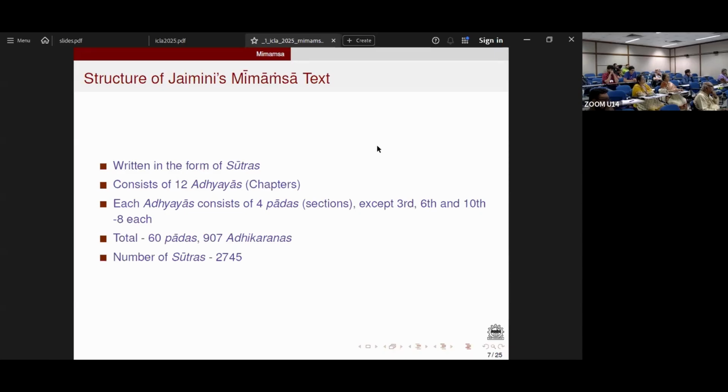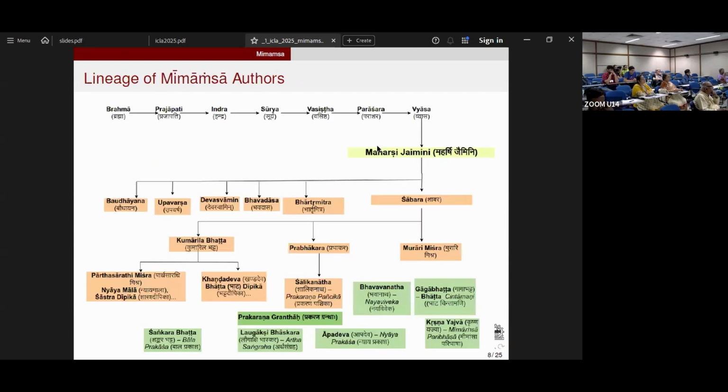An adhikarana you can look at as a topic. Every pada will have certain adhikaranas, certain topics that it deals with, and each adhikarana will have different numbers of sutras. That is how the adhikarana is constructed. The total number of sutras that we have is about 2,745. So this is the structure of the Mīmāṁsā Shastra that we have.